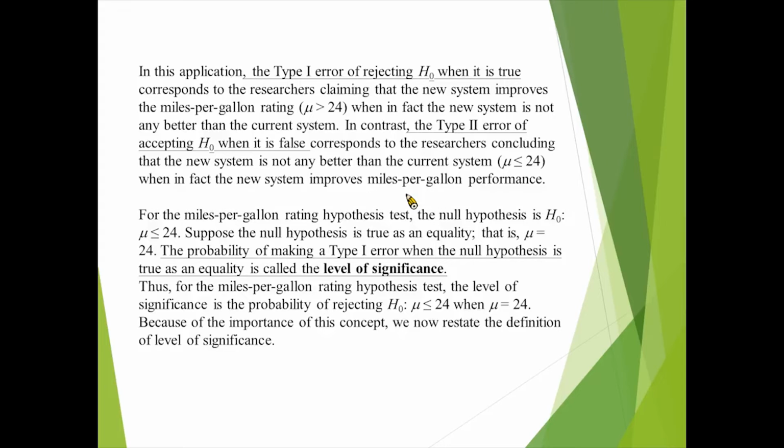Okay, so for the miles per gallon rating hypothesis test, the null hypothesis H0 is mu less than or equal to 24. Suppose the null hypothesis is true as an equality, then mu is 24. The probability of making a Type I error when the null hypothesis is true as an equality is called the level of significance.